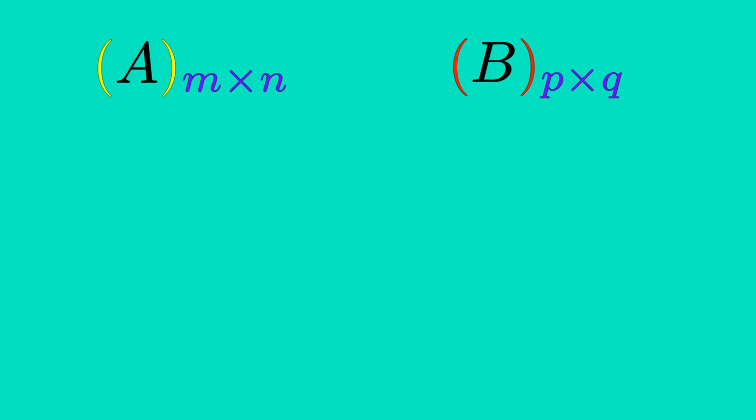Suppose for the matrix A the number of rows is m and the number of columns is n, and for the matrix B the number of rows is p and the number of columns is q. Now the condition of multiplication of A and B is that n must be equal to p. That is, the number of columns in A should be equal to the number of rows in B. Otherwise you can't multiply them.